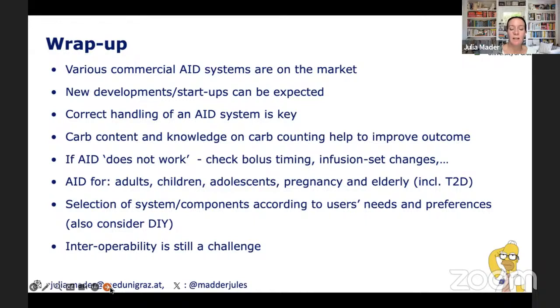It works for adults, children, adolescents, in pregnant women, and also older people, as well as type 2 diabetes. The selection of the system should, of course, be according to the user's needs and preferences, and interoperability is still one of the big challenges. With that, I'd like to thank you for your attention, and I'm happy to take questions during the panel discussion.